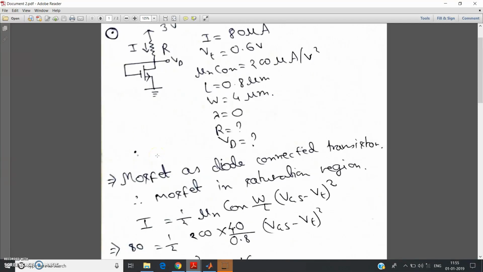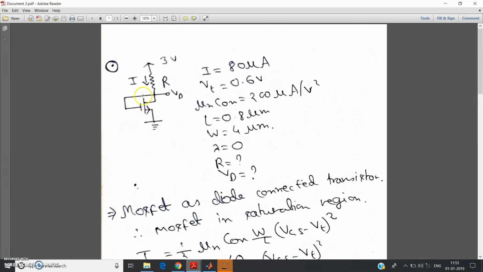Hello friends, in this video I am going to discuss the second example on the MOSFET as a diode connected transistor. In my previous video I have already discussed the theory of the MOSFET as a diode connected transistor in detail, and I have already shown you one numerical based on this concept. You can check the previous video from the link given in the description below. So now let us try to solve another example on that concept.